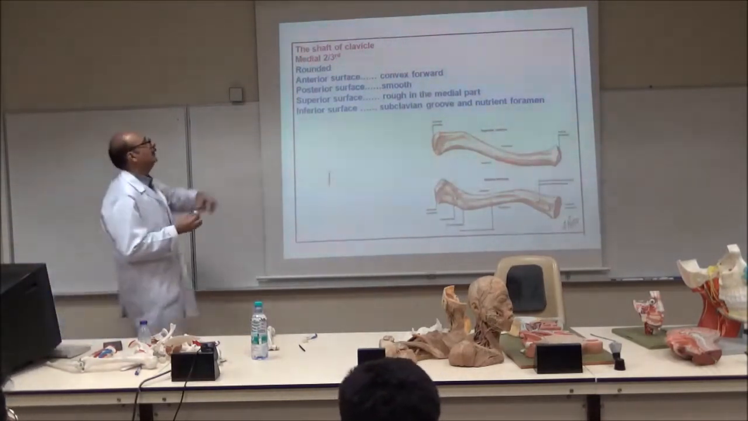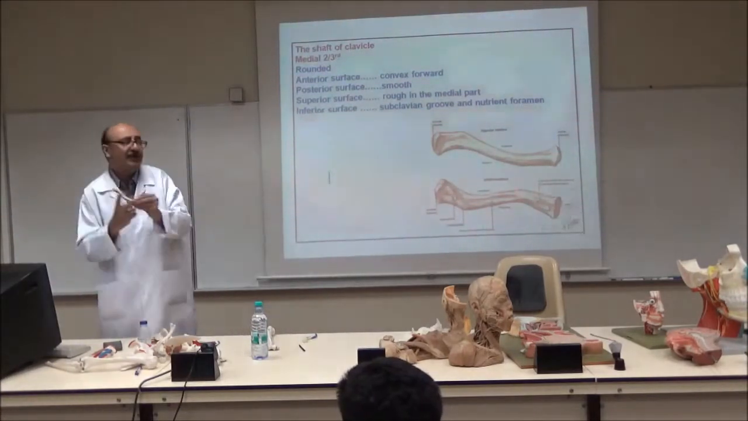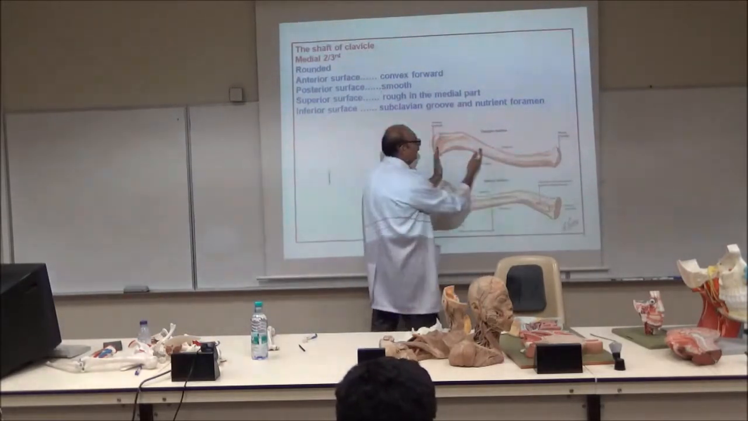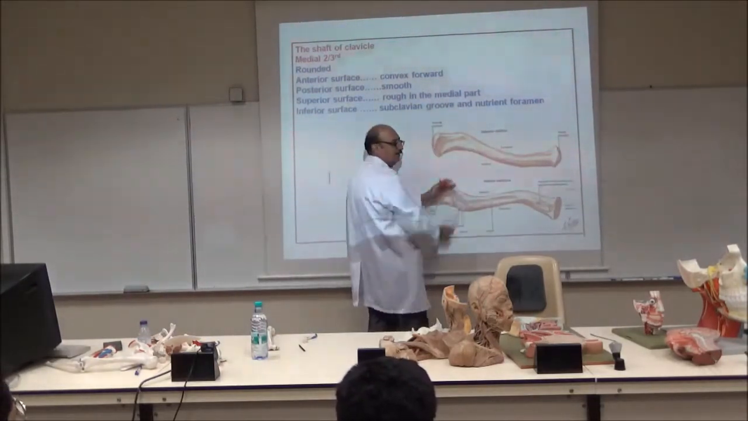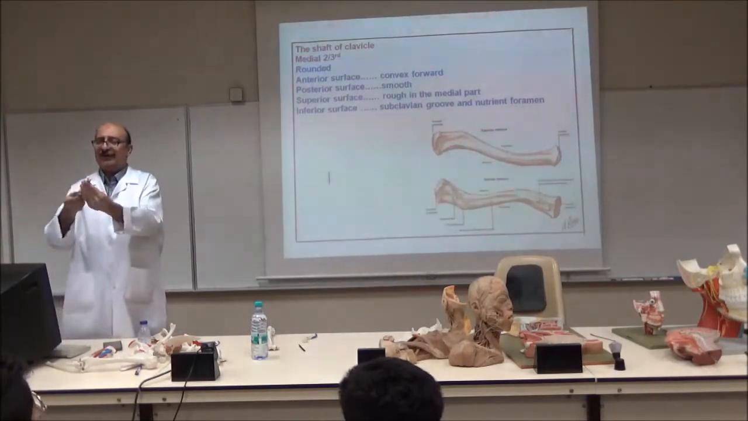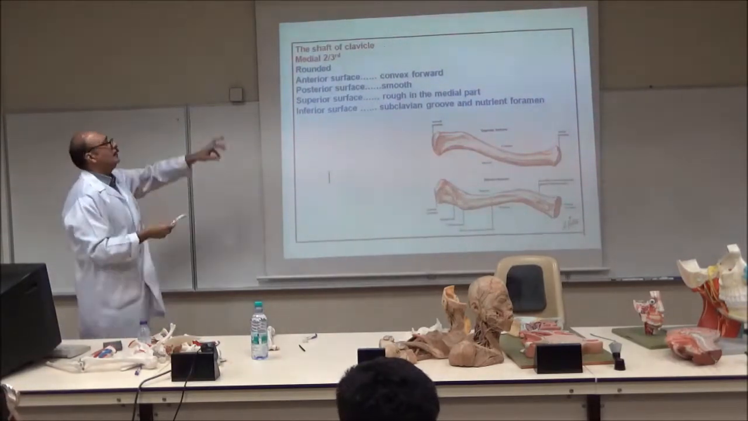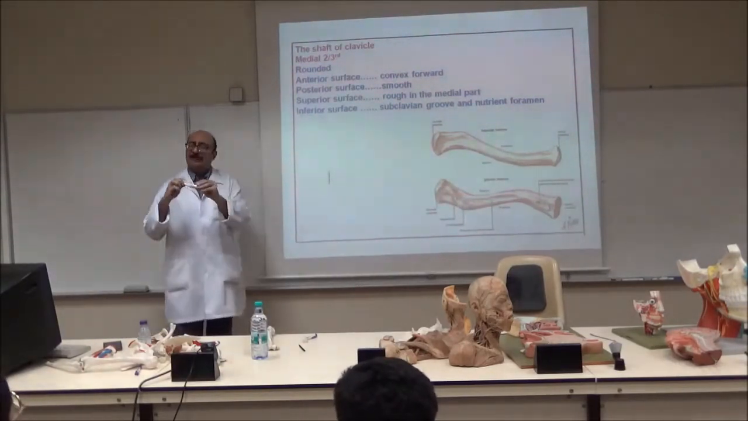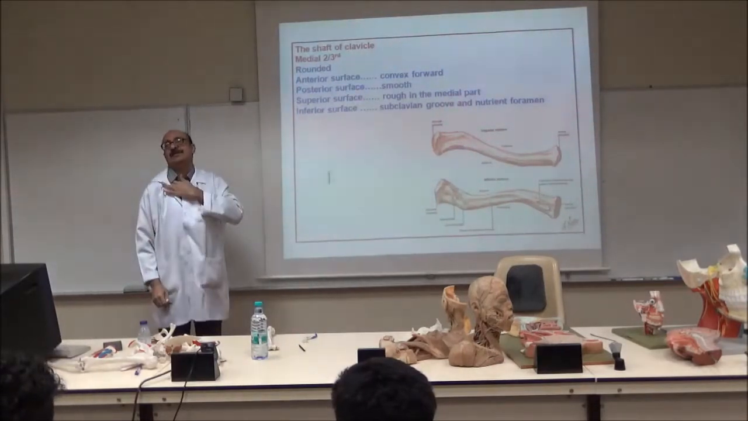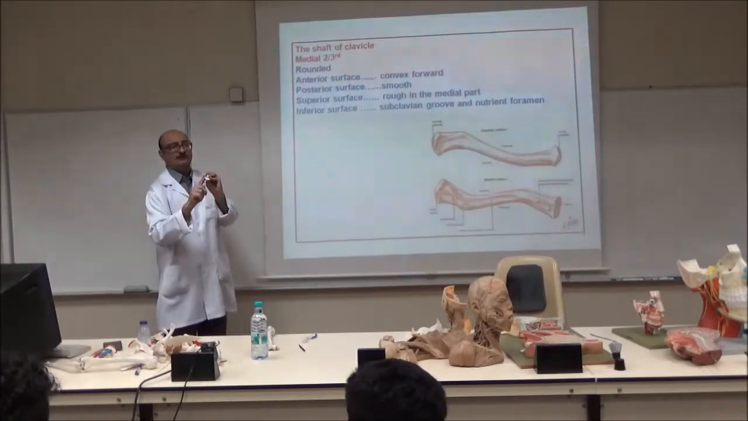Shaft, medial two-thirds. Now we divide the shaft into two parts: medial two-thirds, this one, and lateral one-third, this one. Good? The medial two-thirds is rounded. If you feel the bone, it is very much rounded here. Anterior surface is convex forward, same as I previously told you. Anterior surface, you can even feel the clavicle. Posterior surface, smooth.